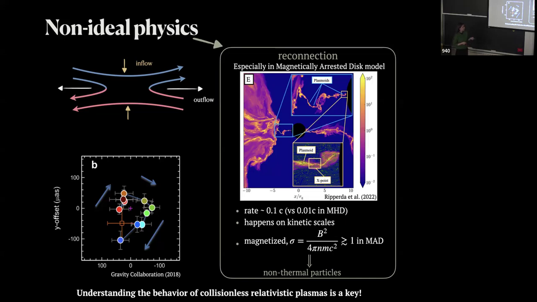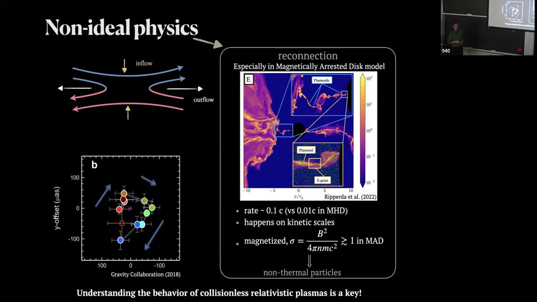And it is important to consider kinetic reconnection versus fluid reconnection, because first, the rate of kinetic reconnection is 10 times larger than in the fluid approach. It's 0.1 c versus 0.01 in ideal MHD. And also, when we're talking about the ideal MHD approach, the reconnection actually happens on the grid scale due to numerical resistivity. But in kinetic plasma, it happens on kinetic scales. So collisionless plasma can naturally capture the scale of the reconnection.